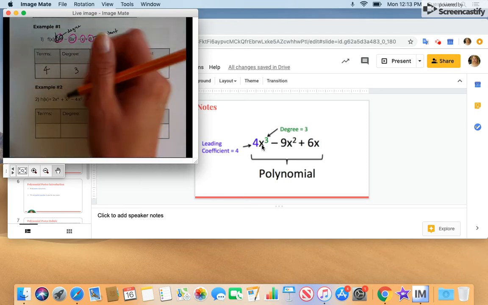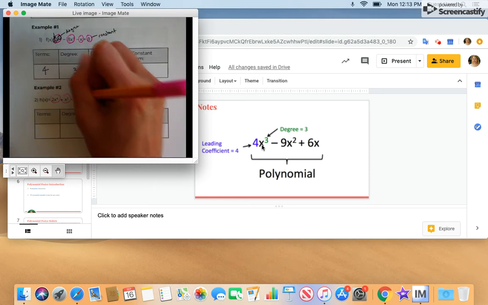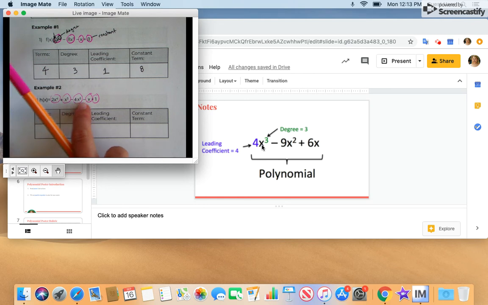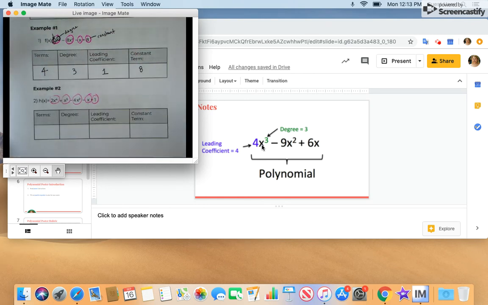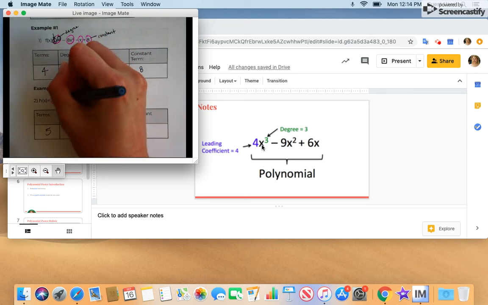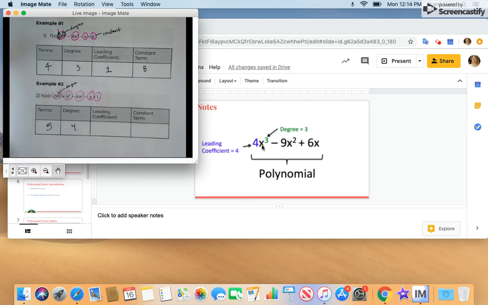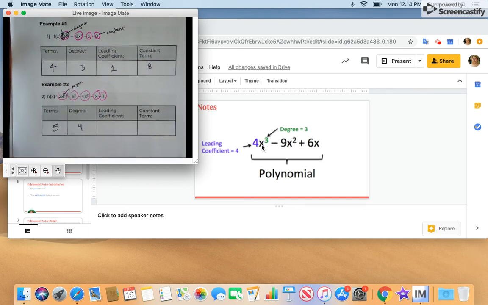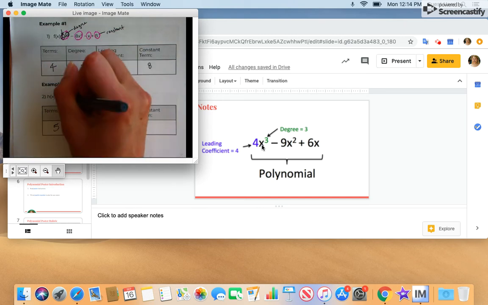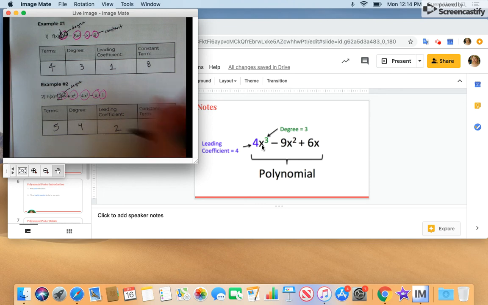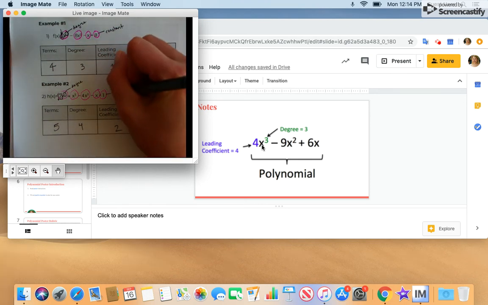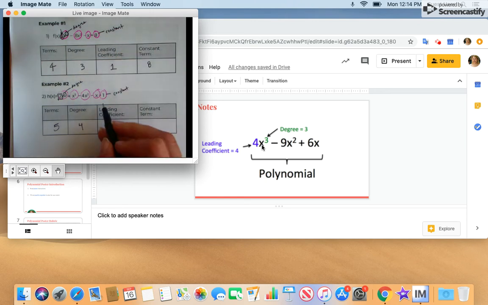Okay, hello, welcome back. The number of terms in this polynomial, we have 1, 2, 3, 4, 5 chunks, 5 terms. The highest degree, the highest power I see is 4. The leading coefficient is going to be the coefficient in front of the x to the 4th. In this case, my leading coefficient is 2. And my constant term, the number that's just a regular number at the end of the polynomial, is a 1.